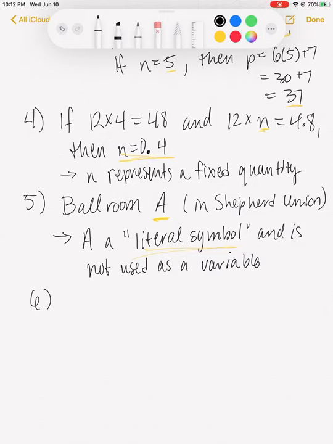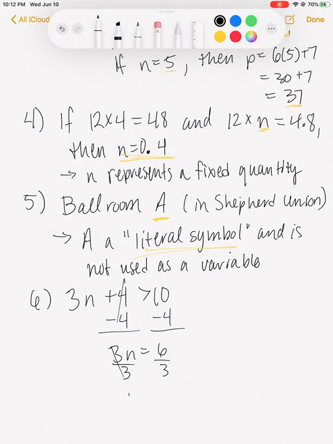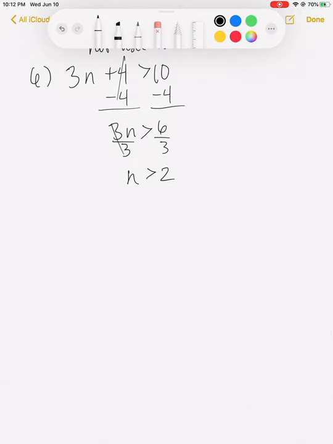Okay. So number 6, we're thinking about 3n plus 4 being greater than 10. Now, what about the variable in this one, n? Okay. Can it vary or is it fixed? So let's go ahead and solve it for n and see what happens. 3n is greater than 6. So that means that n is going to be greater than 2.